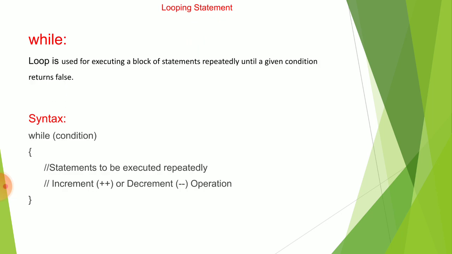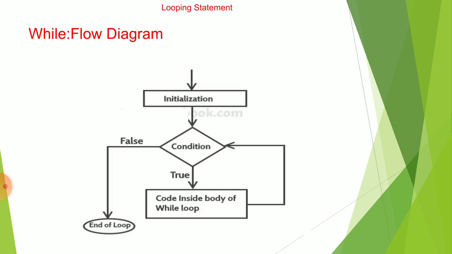The second category of control statement is looping statement. Looping statements execute the statements repeatedly until a given condition returns false. There are three types of looping: while, do while, for. First, we see about while statement. In the while statement, while condition, next statements to be executed, increment or decrement operation must be within the while loop to terminate the while loop.